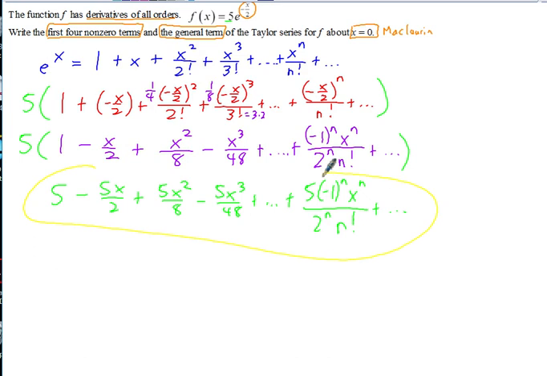So there would be our first four non-zero terms and the general term for that Taylor series or Maclaurin series. All right, let's take a look at the next one.